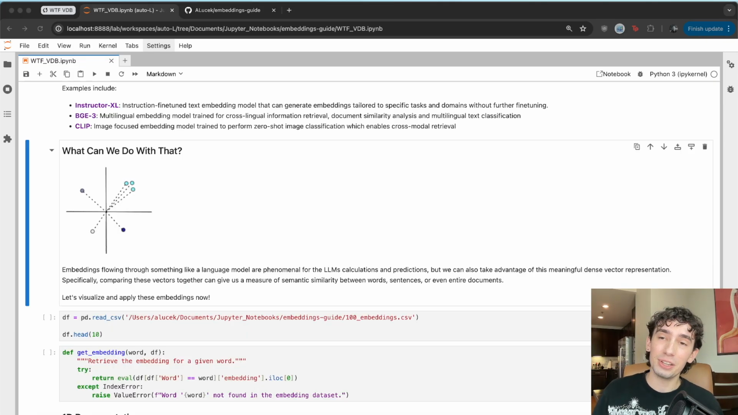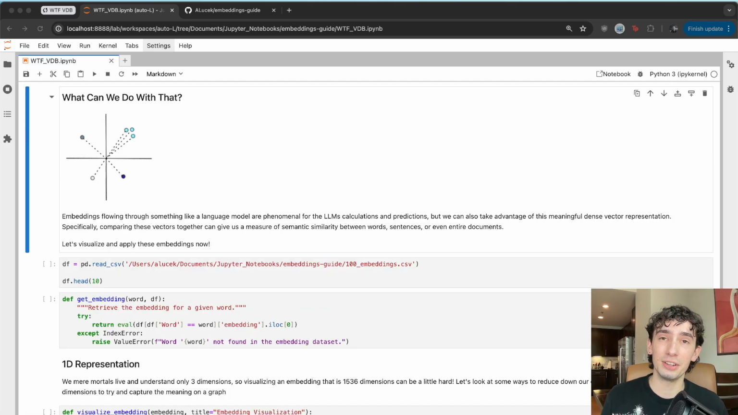Great. So now that we understand a little bit about how these embeddings and vector representations of data and content are generated, we now need to look at what we can actually do with that. Embeddings are very useful when they're flowing through something like a language model for different calculations and predictions, but we can also take advantage of these meaningful dense vector representations of content and ideas by comparing vectors together very strictly and mathematically, giving us a measure of the semantic similarity between words, sentences, or even entire documents.